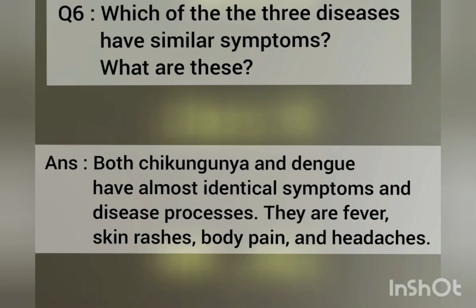Question number 6. Which of the 3 diseases have similar symptoms? What are these? Answer. Both chikungunya and dengue have almost identical symptoms and disease processes. They are fever, skin rashes, body pain and headaches.